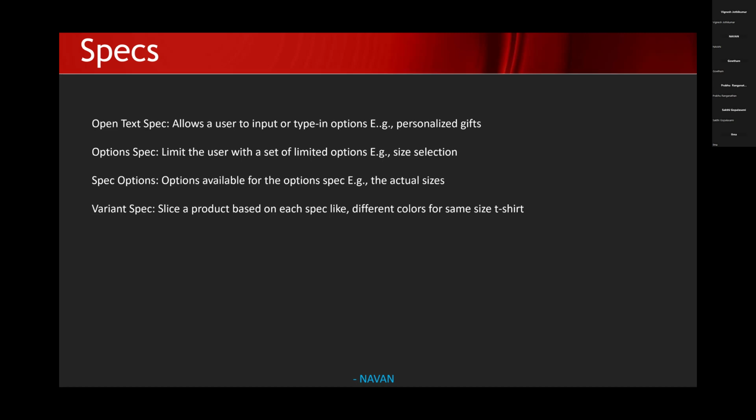The spec options are nothing but the option list as such, the actual sizes, which help the option spec. A variant spec is nothing but, for example, different colors for a specific size of T-shirt. It slices that particular option, right? For example, it gives more variants in terms of sizes. So that they call a variant spec. So different colors for a size are all variant specs.